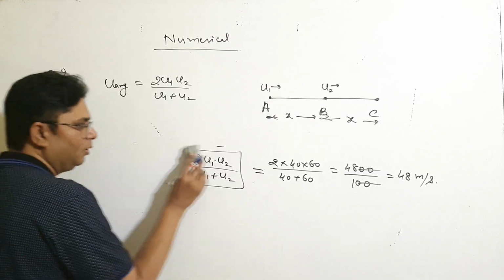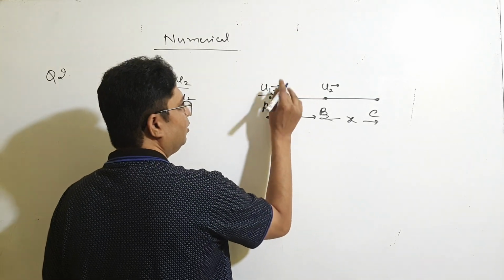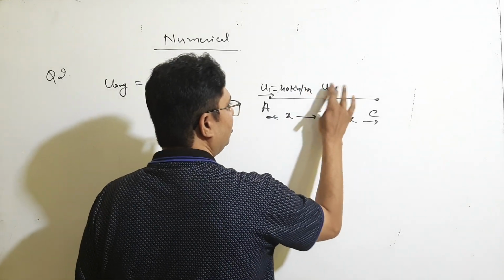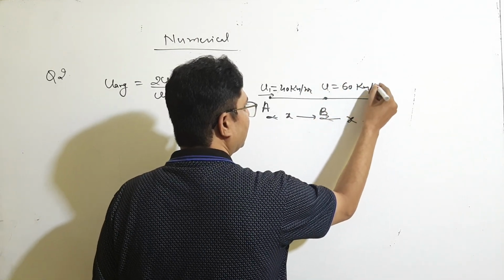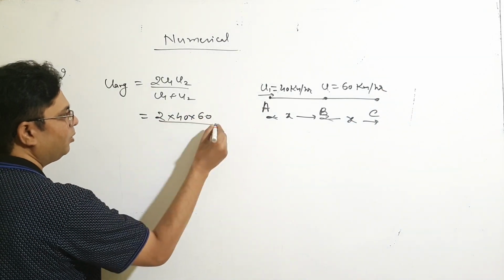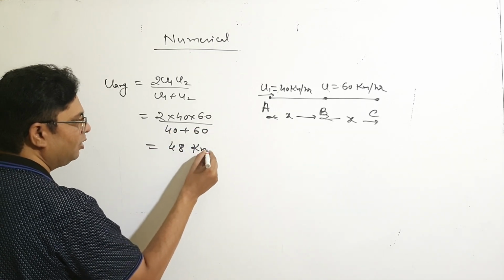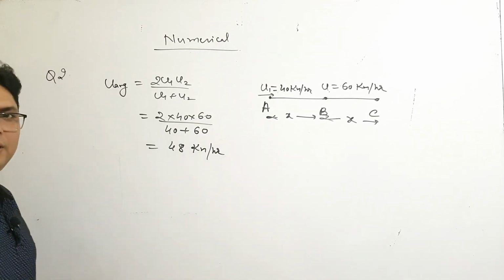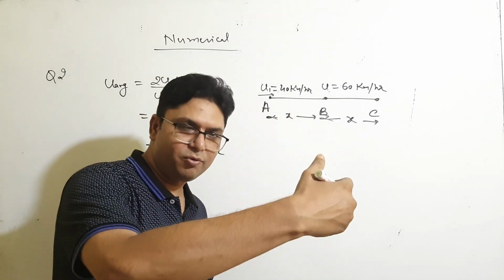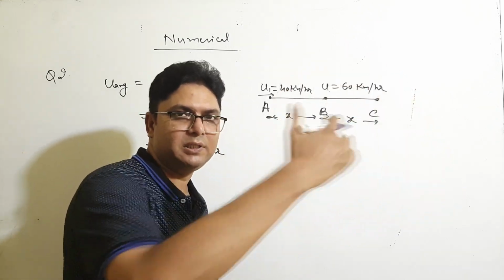Same formula. Now let us see again that if u1 is equal to 40 kilometer per hour and u2 equals 60 kilometer per hour, then the average speed is 2 into 40 into 60 upon 40 plus 60, which again comes to be 48 kilometer per hour. Thus this formula can be used when you go from one point to another point and come back from that point to the same point, or when you cover two equal halves of distance.